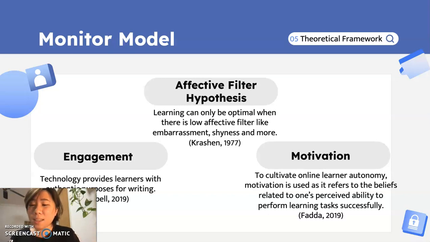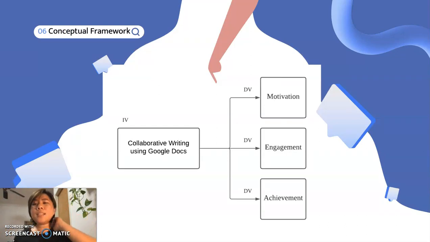Fada, 2019, believed that to cultivate online learner autonomy, motivation is used because it refers to the belief related to one's perceived ability to perform learning tasks successfully. So when students are able to do this task successfully, it will increase the learner autonomy, hence increasing the motivation as well. So understanding the theoretical framework, let's have a look at the conceptual framework.